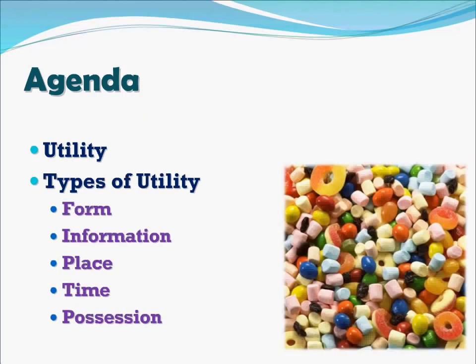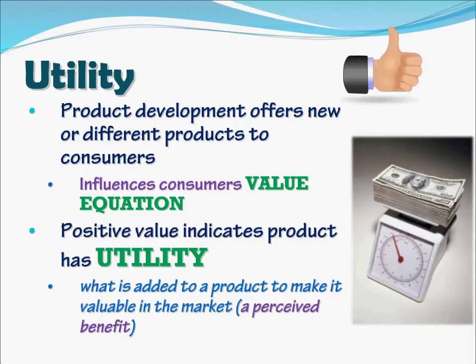Okay, so what are we going to look at today? First we're going to identify what is utility. Then we're going to look at the various types of utility, from form to information to place to time and possession. What Spanx provides is utility.